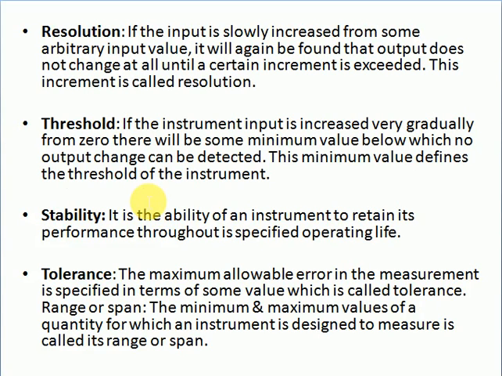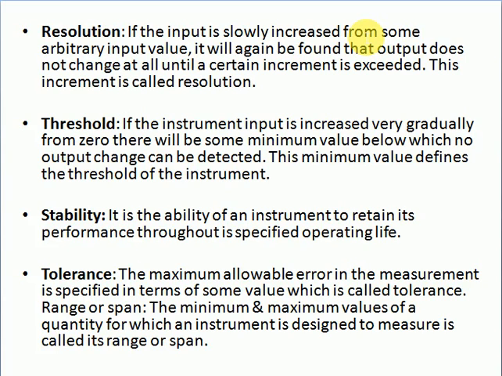Next is resolution. So what is resolution? If the input is slowly increased from some arbitrary input value, it will be found that the output does not change at all until a certain increment is exceeded. This increment is called resolution. Suppose we vary the input slightly, the output will not change. The minimum change we must make in the input so that the output changes is called resolution. It is the smallest change in the measured value to which the instrument will respond.